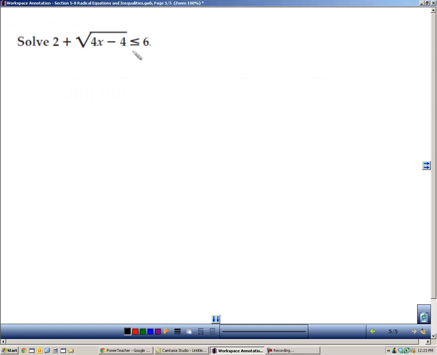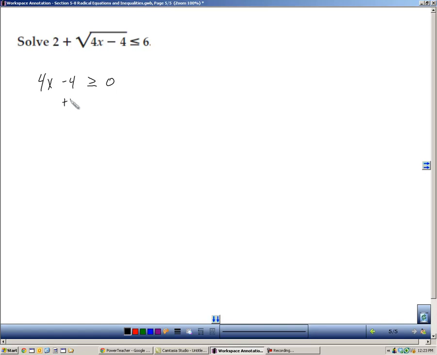So here we have a radical inequality. And the thing with this is because it has a square root, because it has an index that's even, we've got to look at the radicand and make sure that it's always going to be positive, because you can't take the square root of negatives. So we want to find out where the 4x minus 4 is going to be bigger than 0, where it's going to be positive. And this is going to become part of our solution.